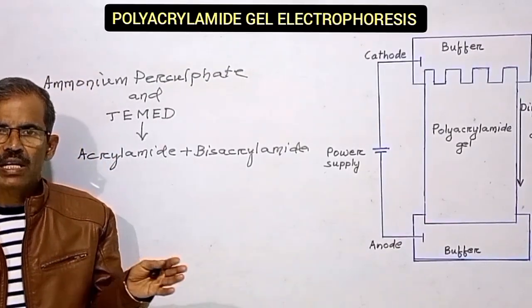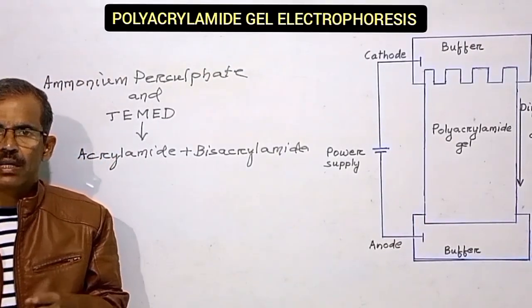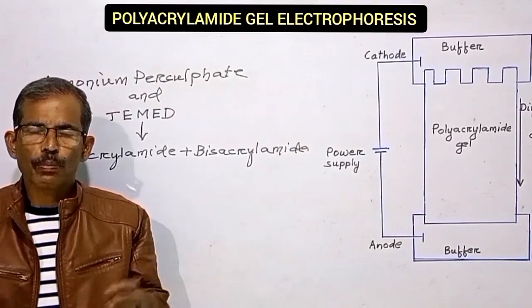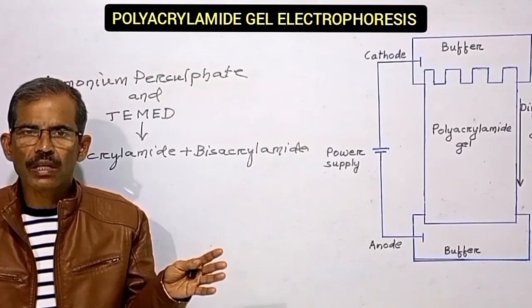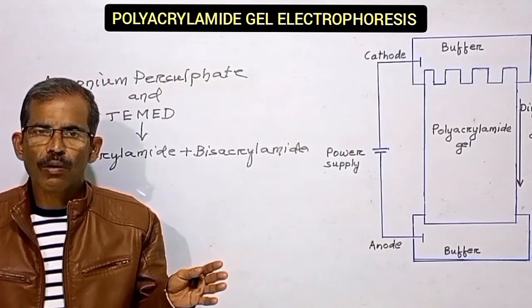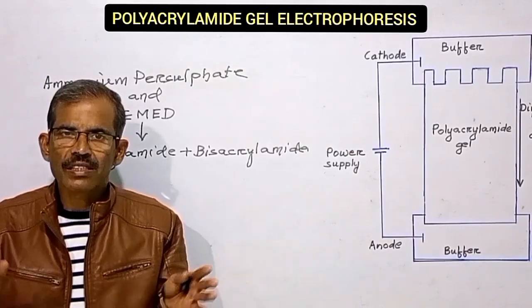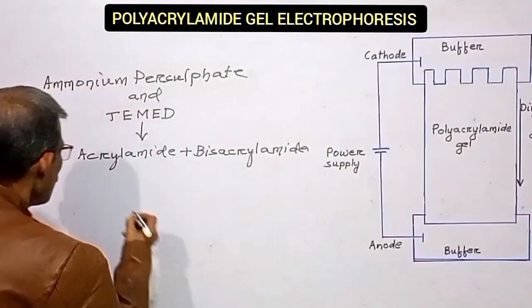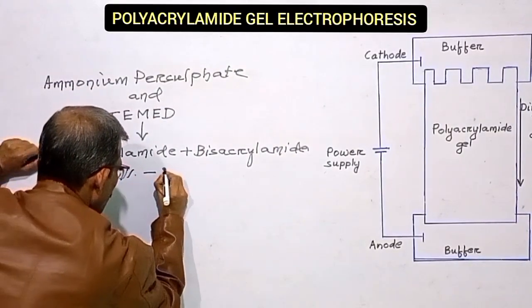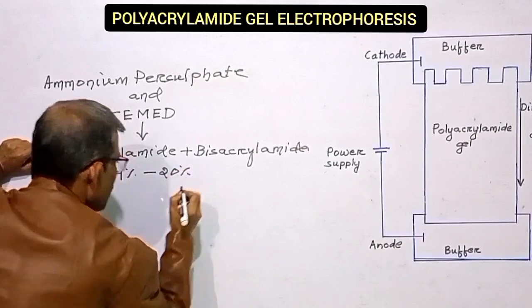The pore size can be controlled through the concentration of monomers and the proportions of the cross-linkers used. The concentration of acrylamide is generally set in the range of 4% to 20%.